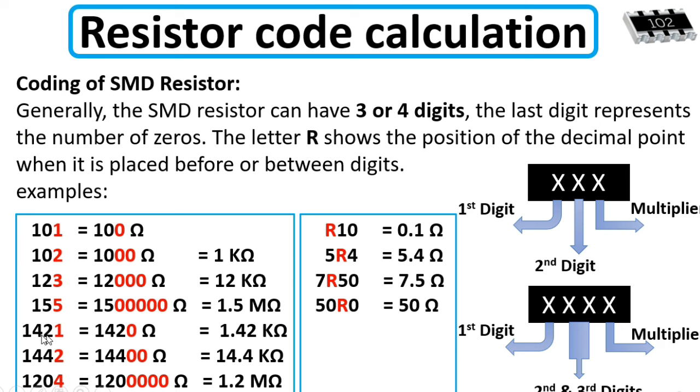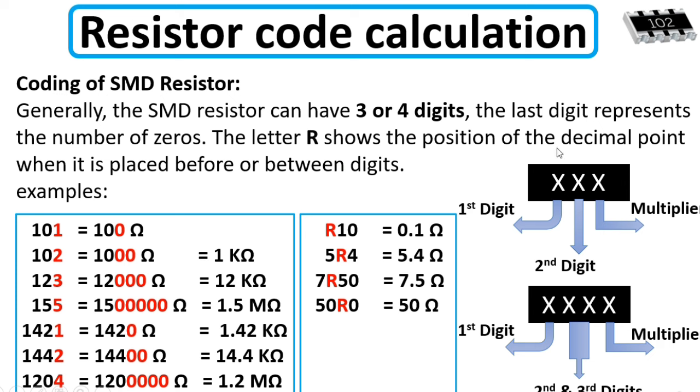So for the resistors with 4 digits, the first digit, the second and the third are fixed numbers, and the 4th digit is the multiplier. Here we have 1, we will add 1 zero. Here we have 2 zeros. Here 4 zeros.